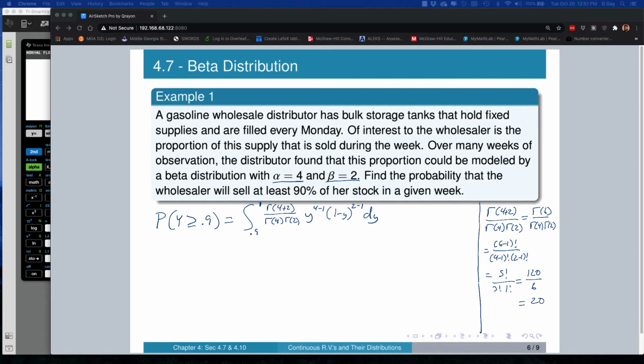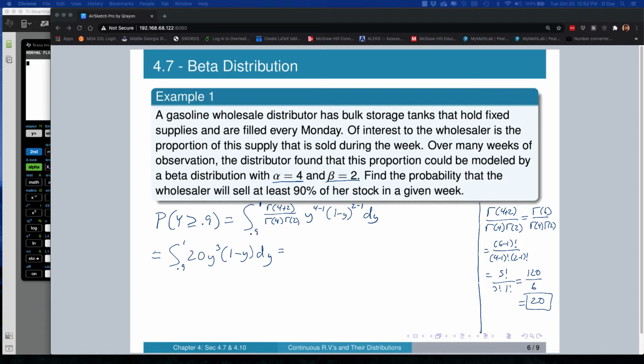So that whole complicated looking thing up front just devolves to 20. And we're really now looking at the integral from 0.9 to 1 of 20 y to the 4 minus 1, which gives me the third power, so y cubed, times 1 minus y to the 2 minus 1, which is the first power, so it's just all that right there. And that made our integral much simpler looking. So it looks scary at first, but it gets kind of nice looking at the end.